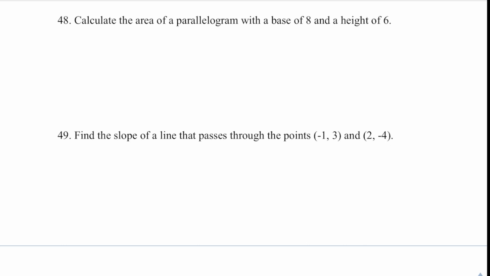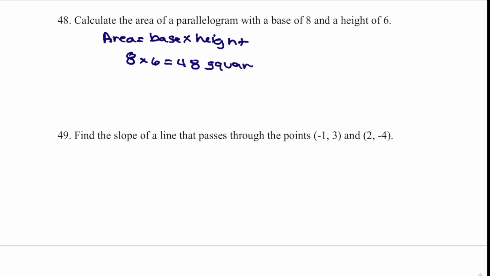Calculate the area of a parallelogram with a base of 8 and a height of 6. So to find the area of a parallelogram, area equals base times height. So this will be a base of 8 times a height of 6 equals 48 square units. And that is our answer.